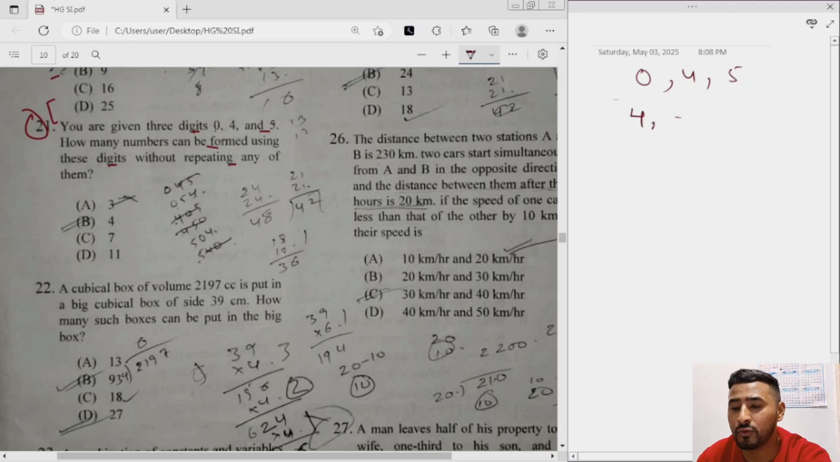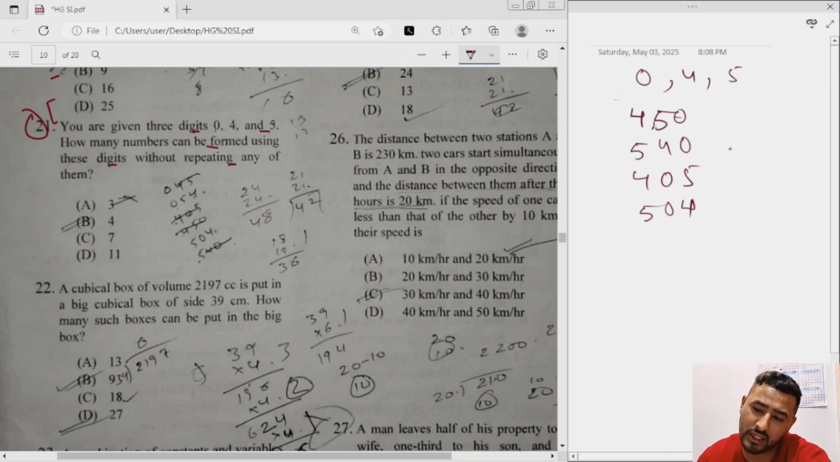So how many can we make? 450. You can make 540, 405 and also 504. So these are the only possible numbers without repeating. Now we cannot do 005 like that. So 1, 2, 3, 4, four are possible. So option B will be the correct answer.